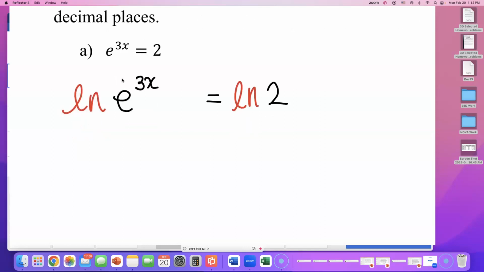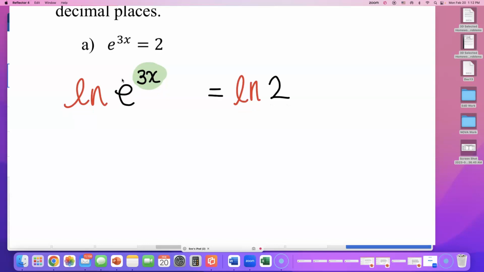What will happen to the left side is that this 3x, which used to be the exponent, will come down to the front. That's one of the log properties. So you can write down 3x big, it's not an exponent anymore. And now what's left? What's not highlighted in green? This natural log of e. What is natural log of e?